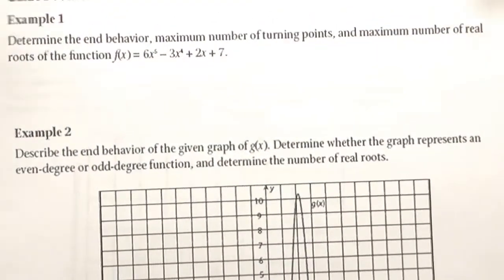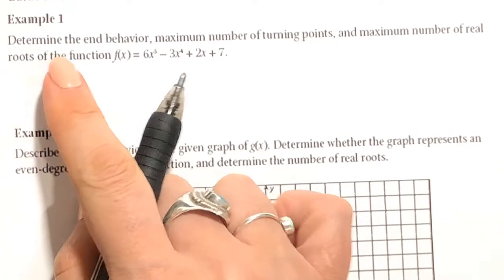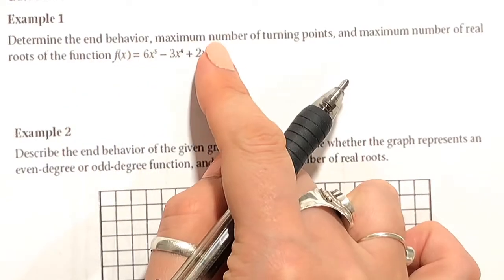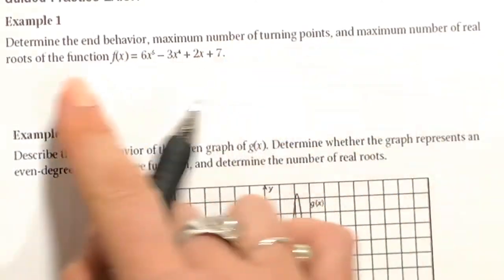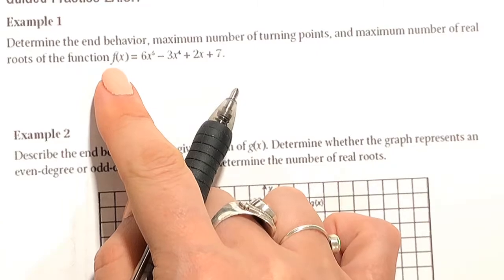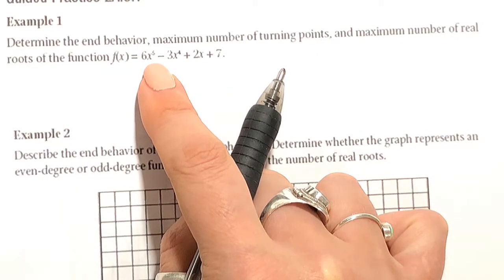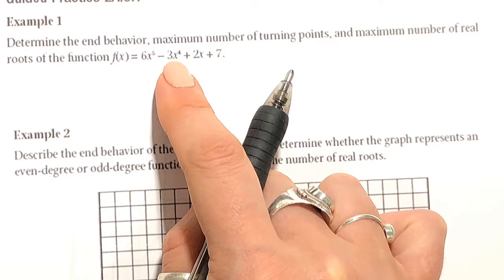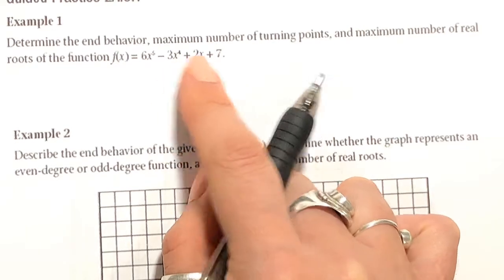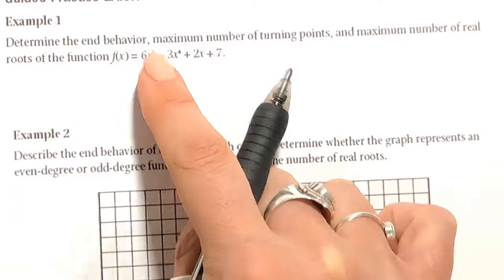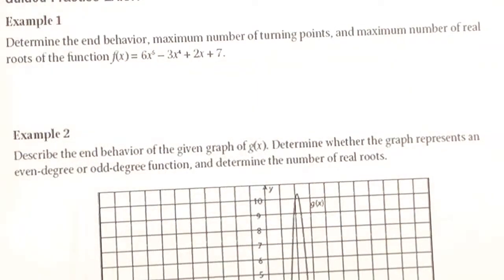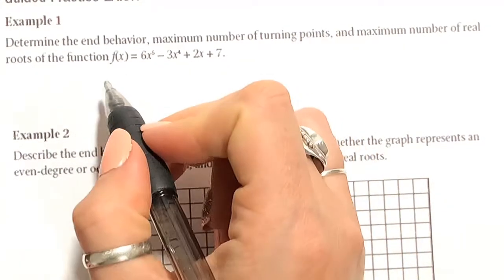So let's look at some examples using these different terms you're learning. On this first example, it says determine the end behavior, the max number of turning points, and the max number of real roots of this function. So it says 6x to the power of 5 minus 3x to the power of 4 plus 2x plus 7. I know that's kind of fuzzy the way it printed, but I think it's power 5, yeah. So let's just go one at a time.